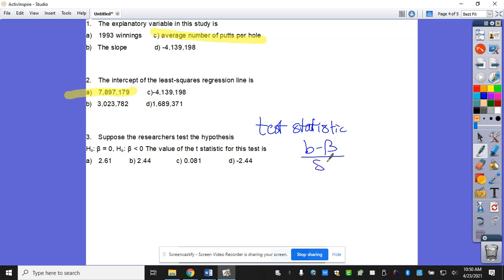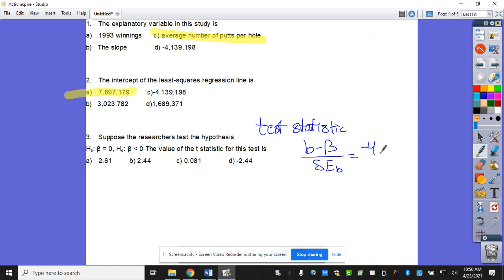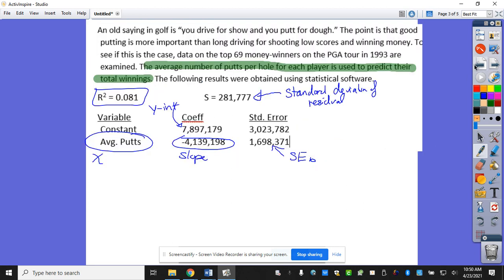What's this value here? I know it's long, but what's it start with? This was a negative form, something. What is beta? So this is what goes on top, which is b. This is our standard error of beta. So it ends up being this divided by this, because this minus 0 divided by this.